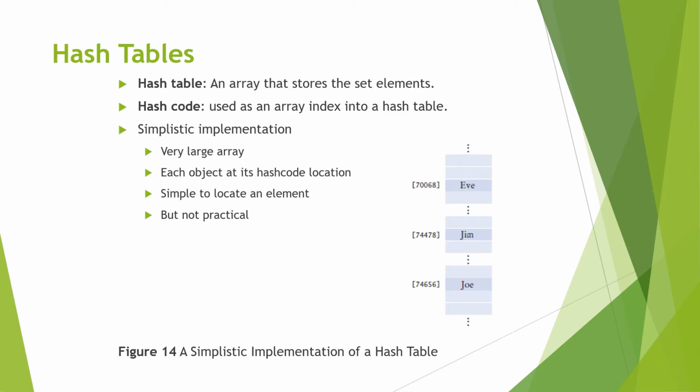So for example, if Jim's hash code is 74478, we store Jim in the array's cell with index 74,478. This is a very simplistic implementation, and it's very simple to locate an element in this huge array. If you're looking for Eve, you can find its hash code, and that hash code would be the index of the cell in which Eve is stored. So you can very simply find the location of every string that you want.